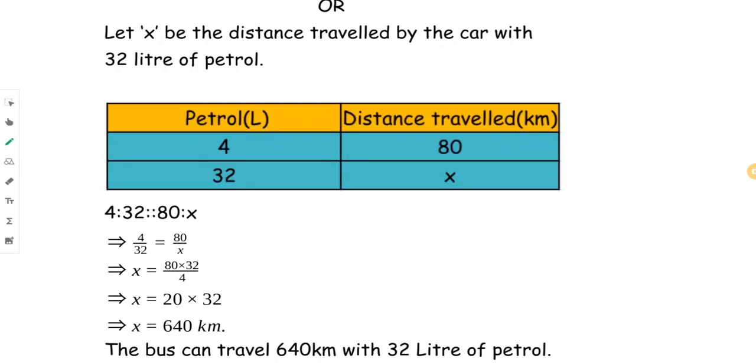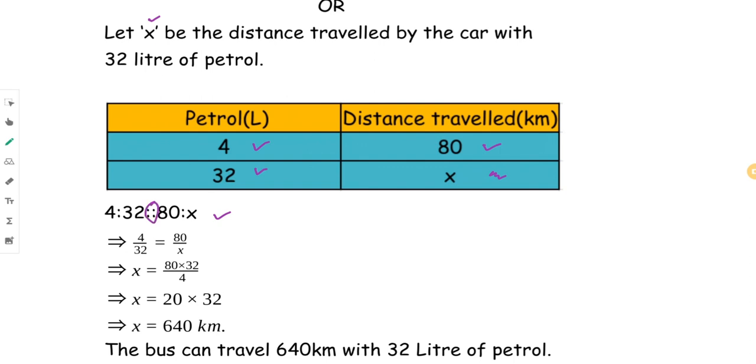So the next, again, same thing. Since we don't know the distance traveled by the car with 32 liters of petrol, we'll assume it to be x for now, right? So when you put 4 liters, it can travel 80 kilometers. But what happens when you put 32 liters? We don't know, right? So let's try to find out. Once again, from the table you can write this. 4 is to 32 means 4 by 32. 80 is to x means 80 by x, and this simply means equal to, right?